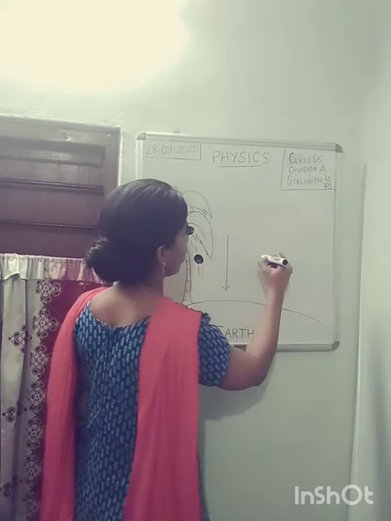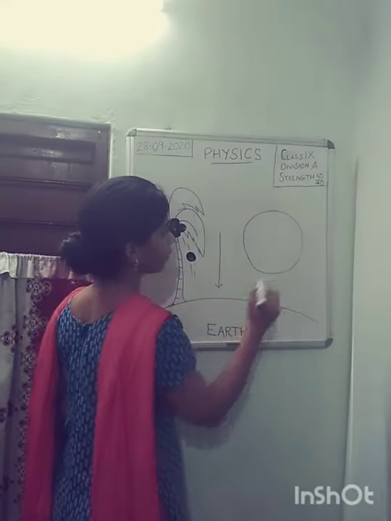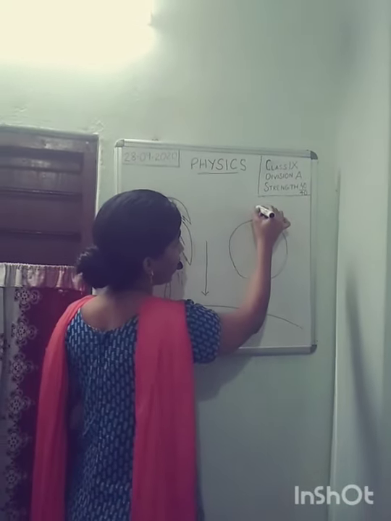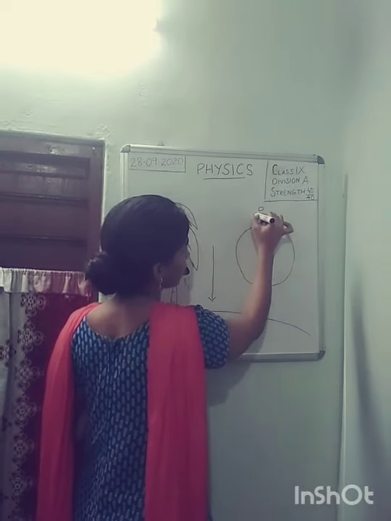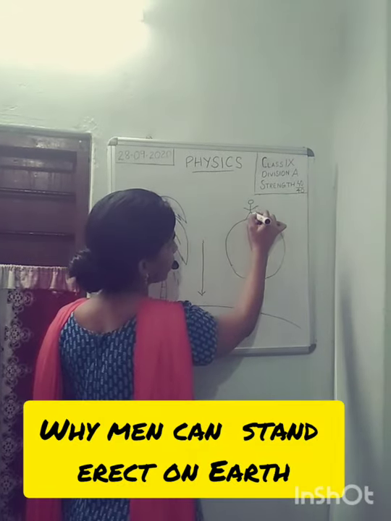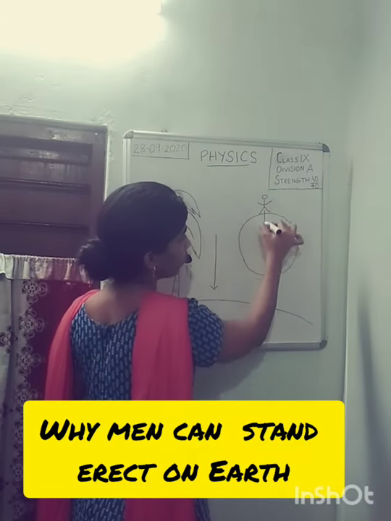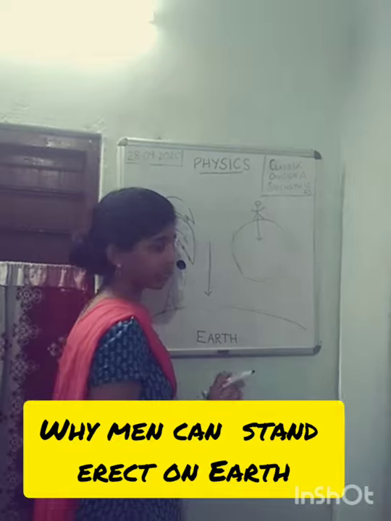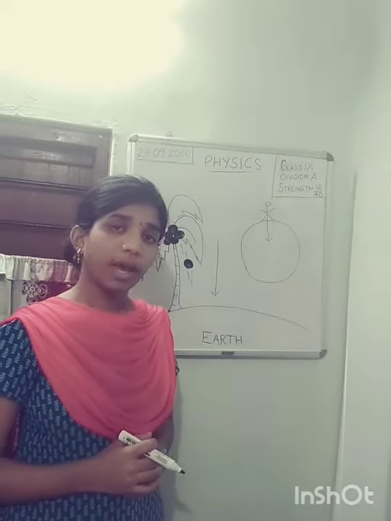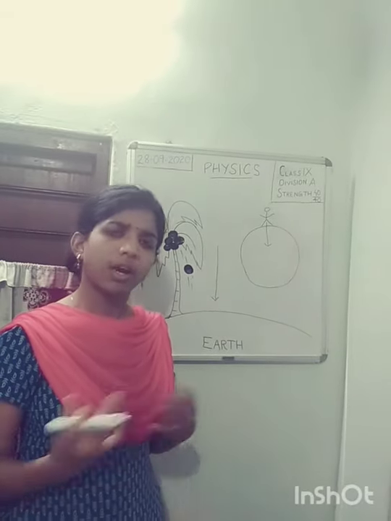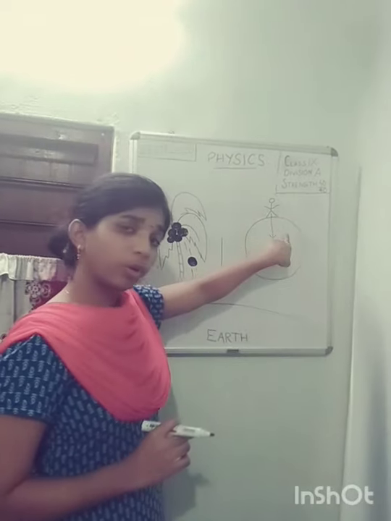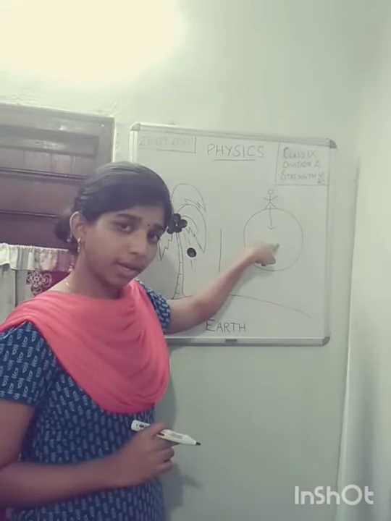Suppose this is our earth and this is the center of the earth, it will attract any object. Suppose I am standing on the surface. I am standing here. Earth has the ability to pull me towards the center of the earth. If there is no attractive force like this, what will happen? Have you ever thought about that? Now, before going to that question, let me ask you another question. We know earth is spherical in nature, right?